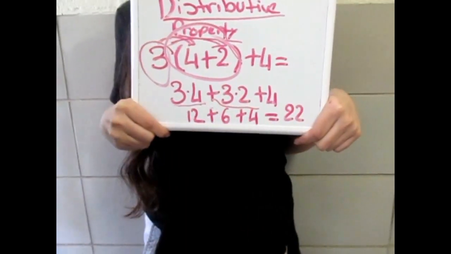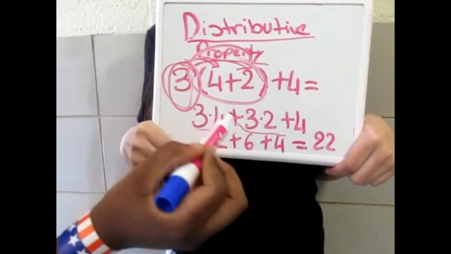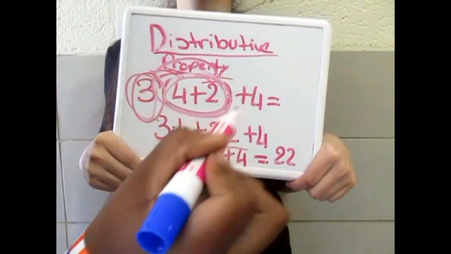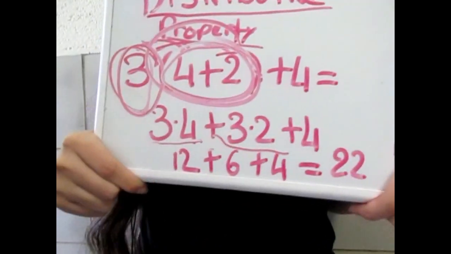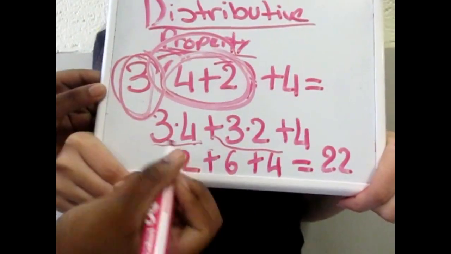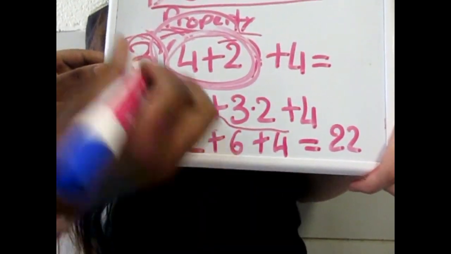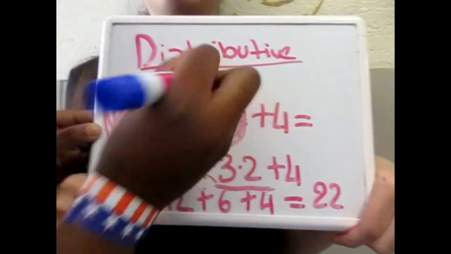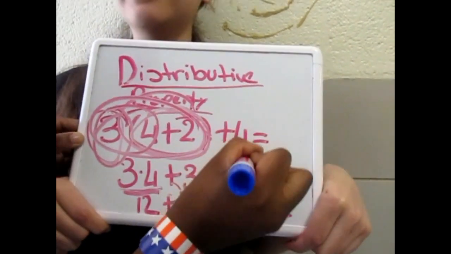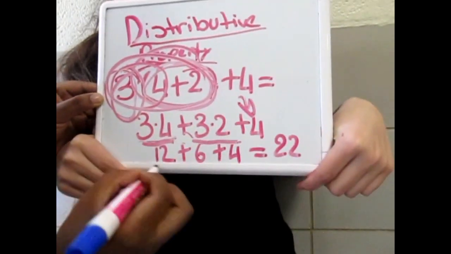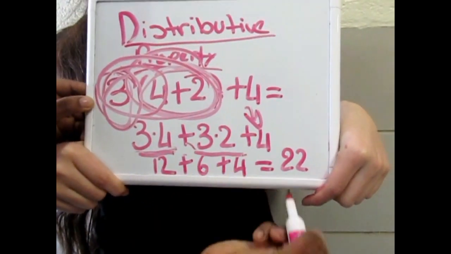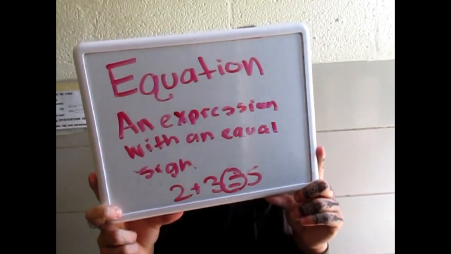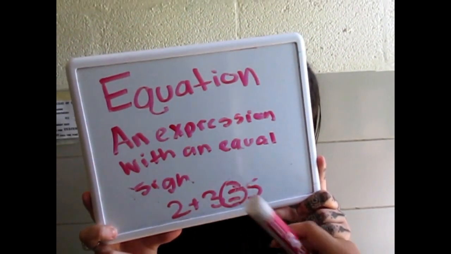Distributive property is distributing the number outside the parentheses to the numbers inside the parentheses by multiplying it. For example, 3 times 4 is this right here, and 3 times 2 is right there, plus 4, which is right there, which equals 12 plus 6 plus 4, which equals 22. Equation, an expression with an equal sign. 2 plus 3 equals 5.